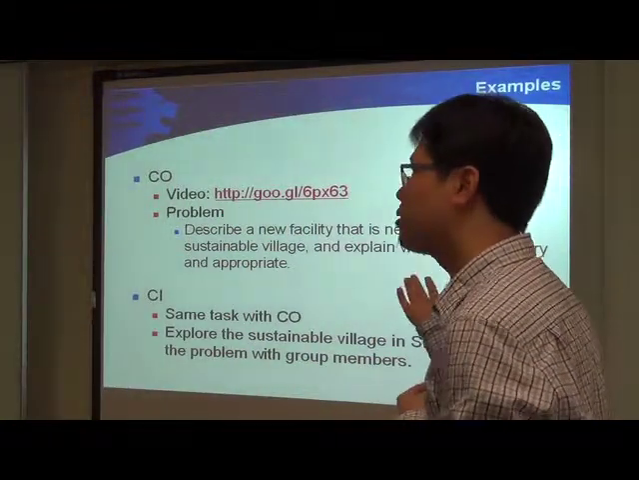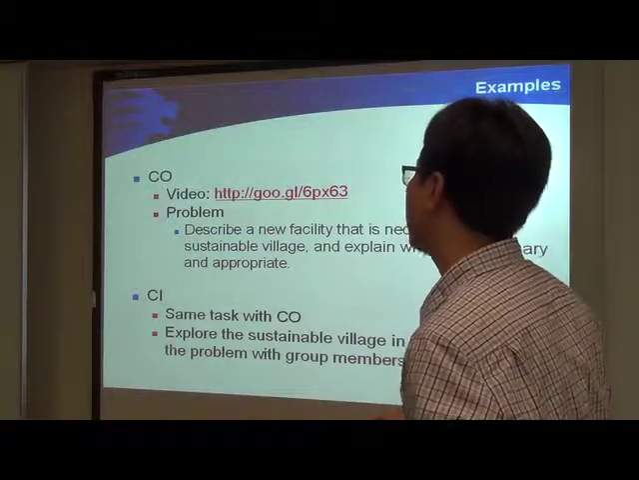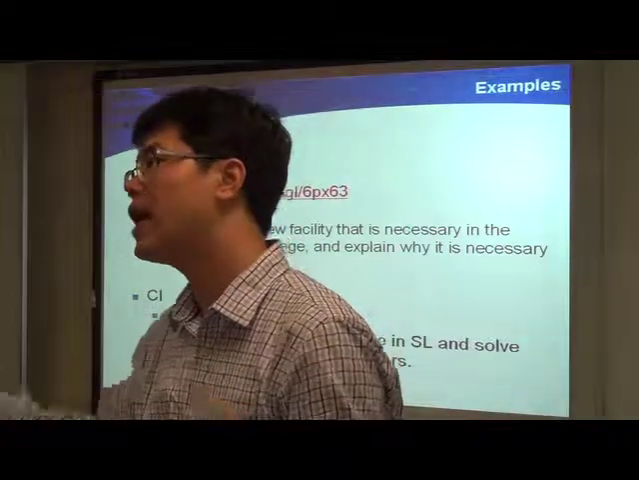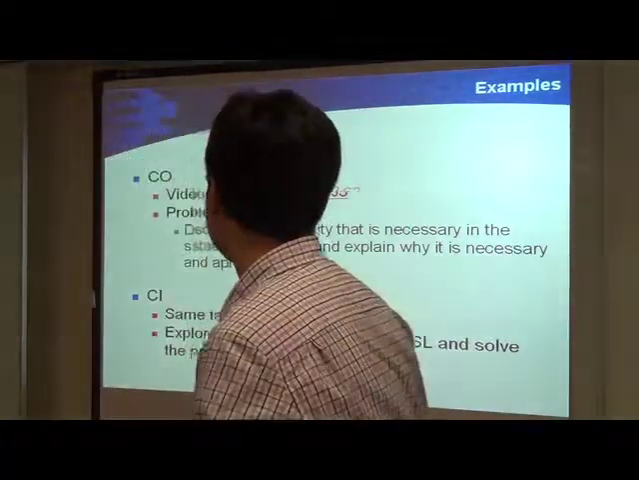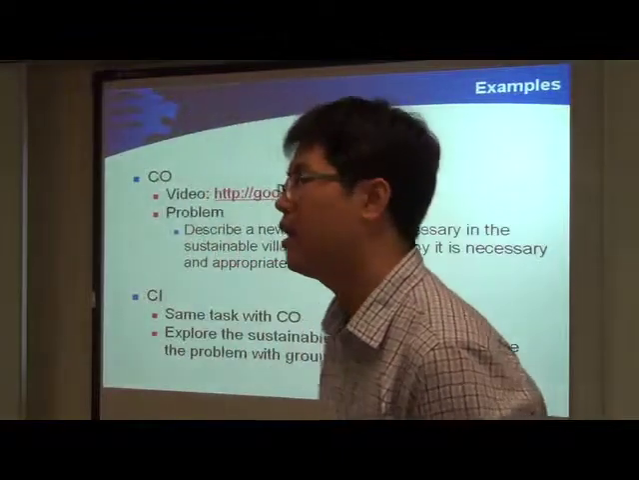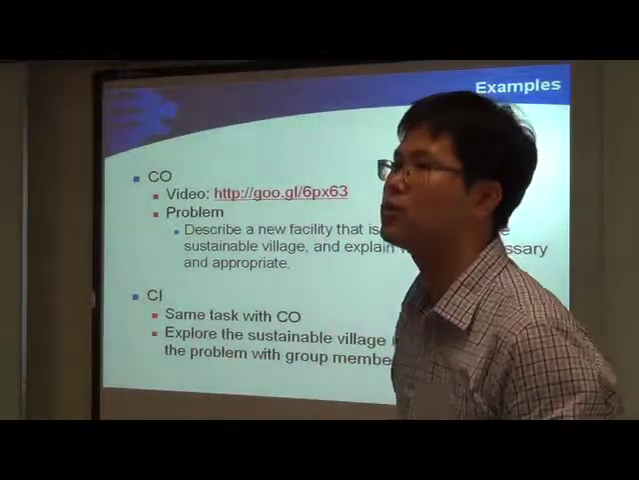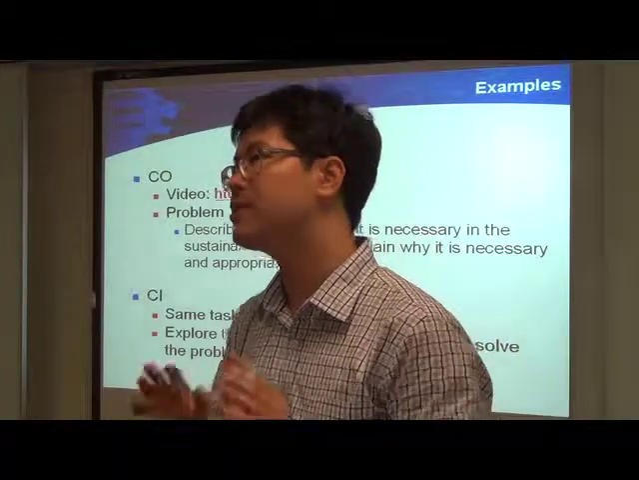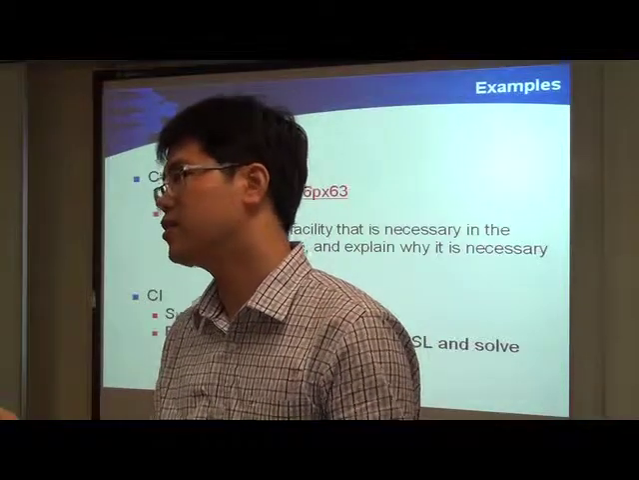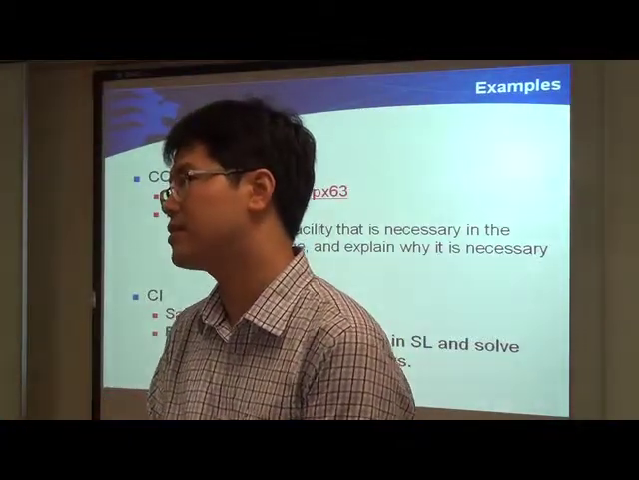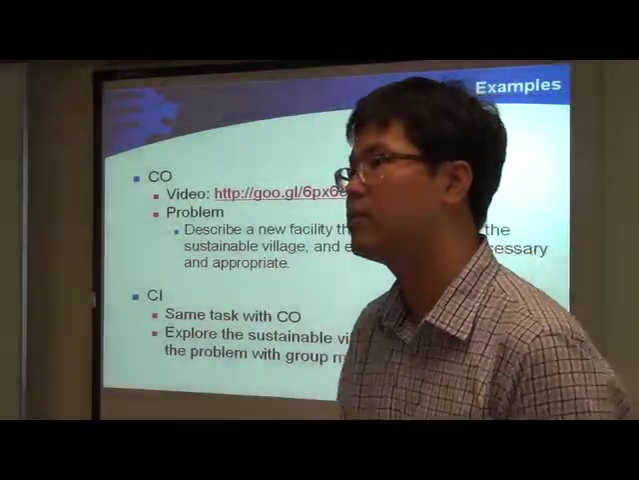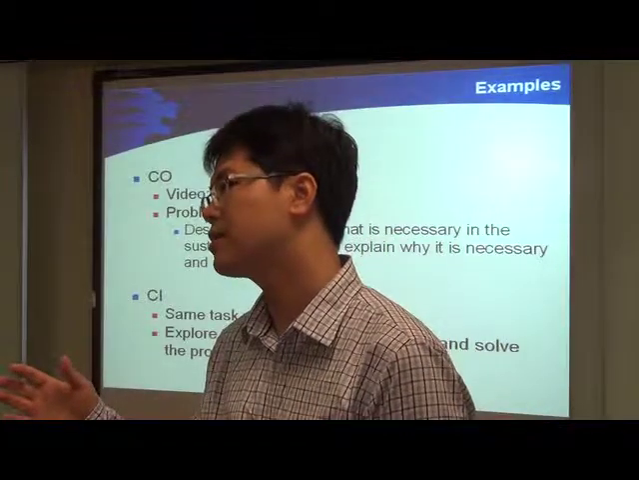And then in this kind of case, maybe we can get this kind of problem. If you want to make a new facility in this village, what kind of facility do you want to make? And explain why it is necessary and appropriate in this village. My point is that the problem should be more open-ended. Open-ended means there could be many answers, and many answers can be right. There is no single correct answer. And in the CI condition, I think we can use the same test.